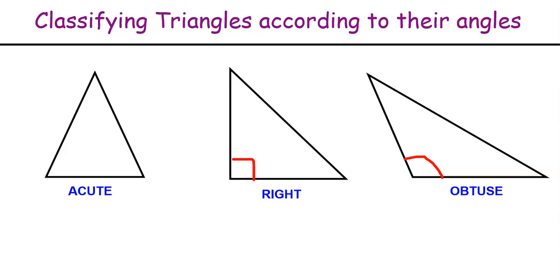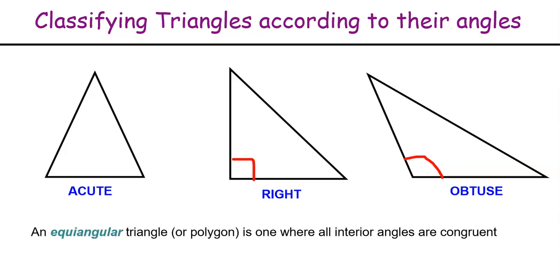Related to all of these, it's also possible that all of the angles in a triangle are the same size, the same way that all of the angles in a square are 90 degrees. Any polygon or triangle in which all of the interior angles are congruent is called an equiangular triangle. Or in the case of a square, a pentagon, a hexagon, etc., an equiangular polygon. Go ahead, pause the video, copy down the classifications of triangles according to their angles, as well as the definition of equiangular. Come back when you are ready to move on.